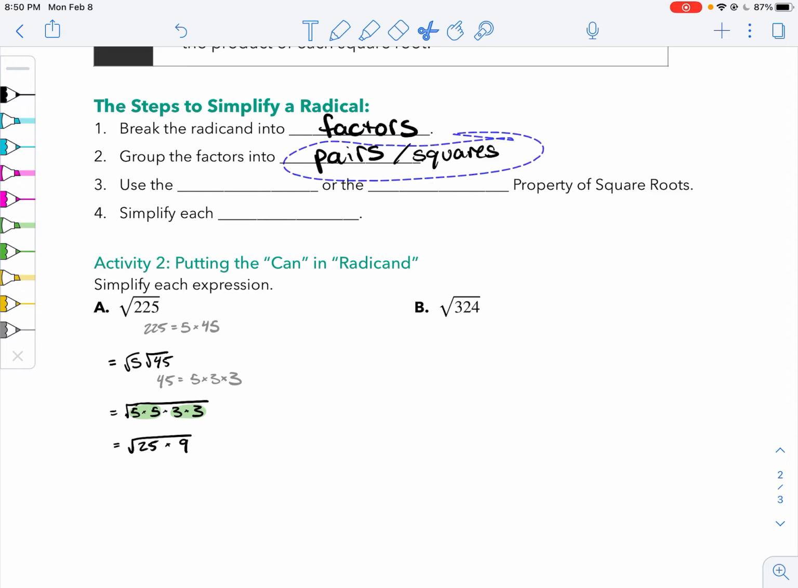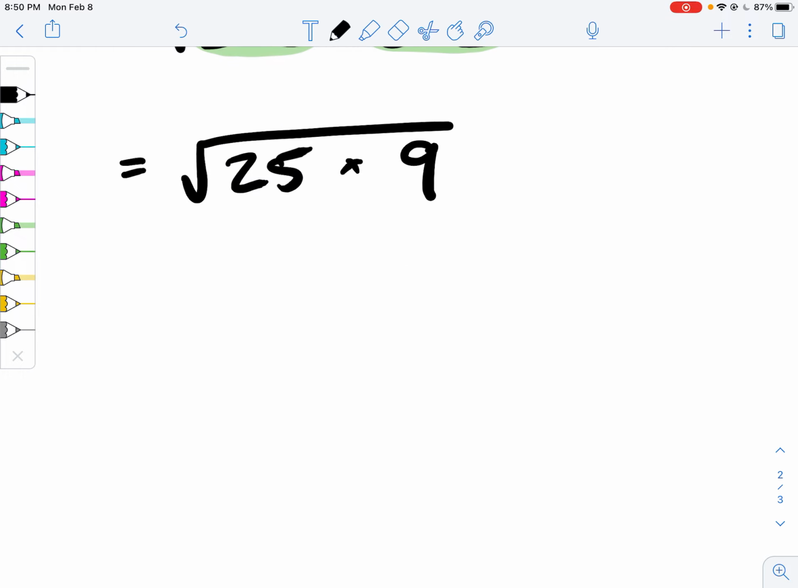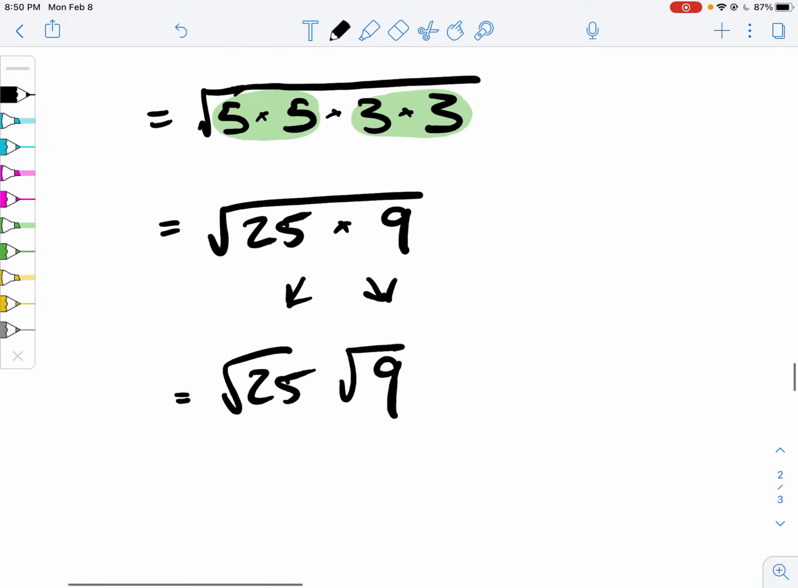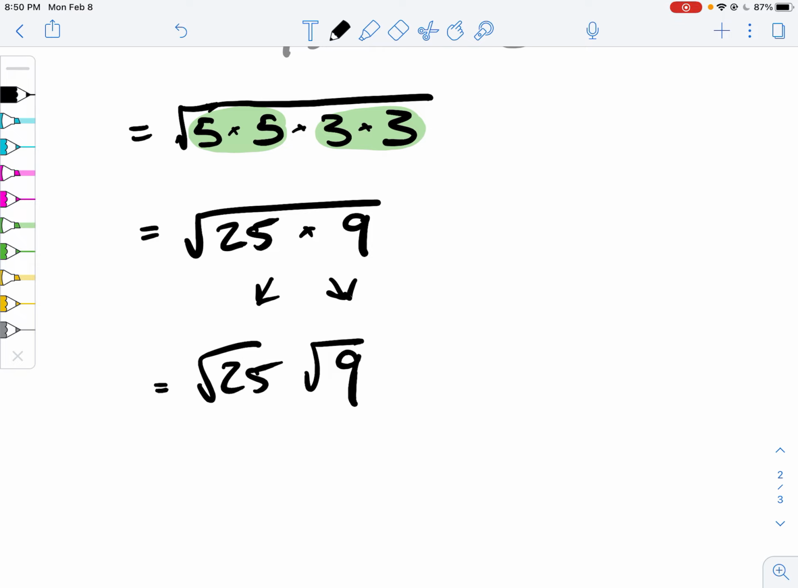Okay. Now, we just used the product property of square roots. There will be another one, I'll come back to it. We use the product property of square roots to break this guy up into two. So the square root of 25 times 9 is the square root of 25 times the square root of 9.